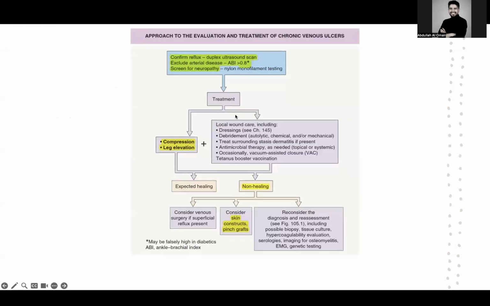So all this we mentioned is how to approach any ulcer: confirm and rule out arterial ulcer by using ABI, ankle brachial index, screen for neuropathy, confirm this is a venous ulcer, then do our management protocol, which is dressing, debridement, treat underlying infection, and wound care of course.